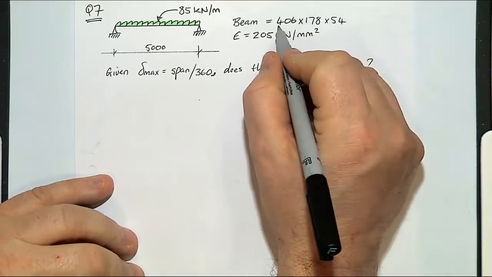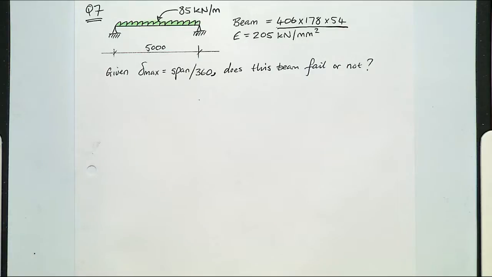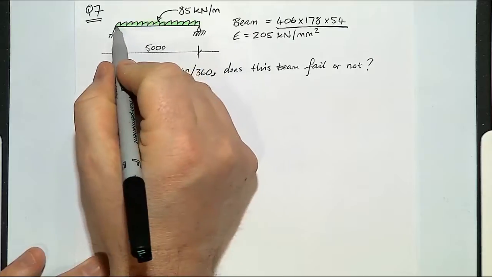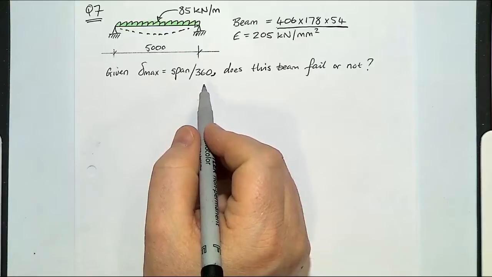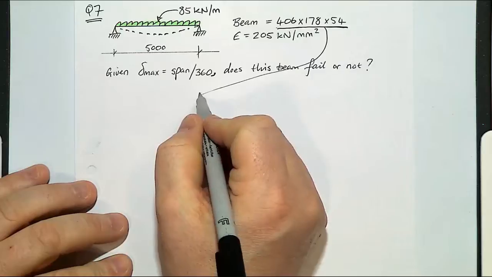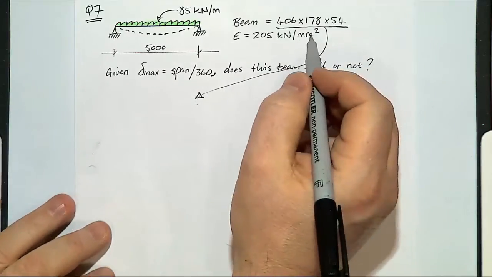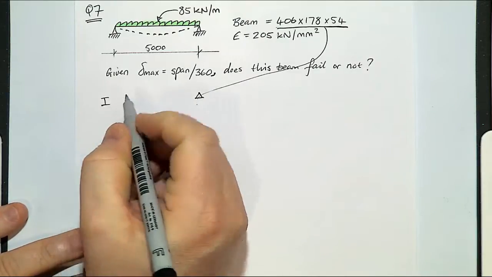As soon as you see the beam given here, then you know that you've got to refer to the tables at the back of your handout or the back of the exam. And we're told also that our maximum deflection that we're allowed is span over 360. So with this information here, we go to the tables and we'll pick off our I value.